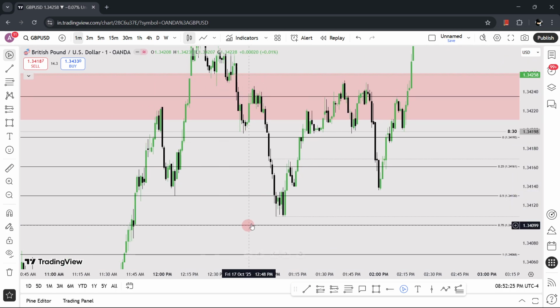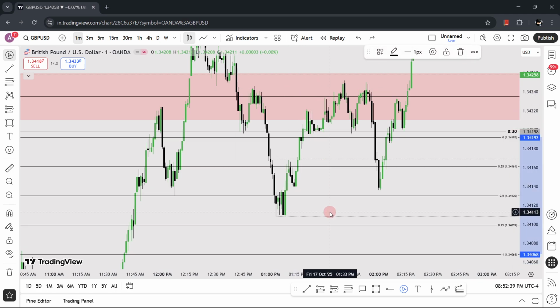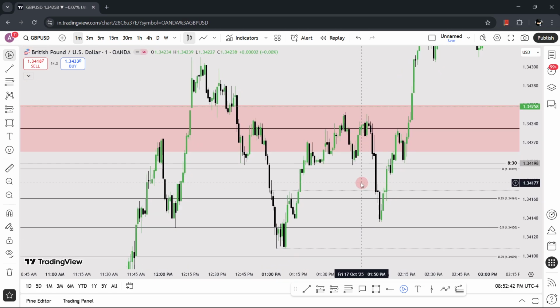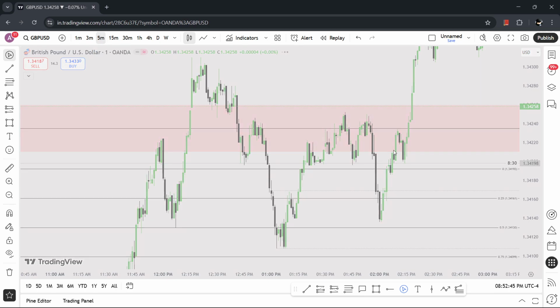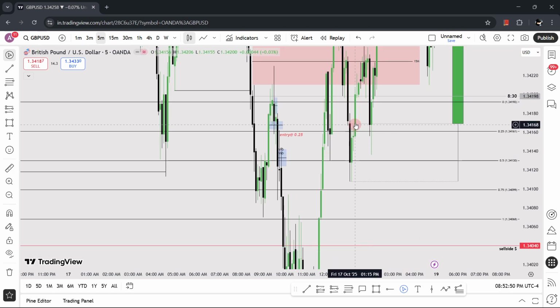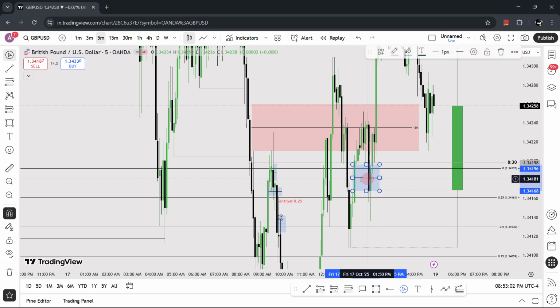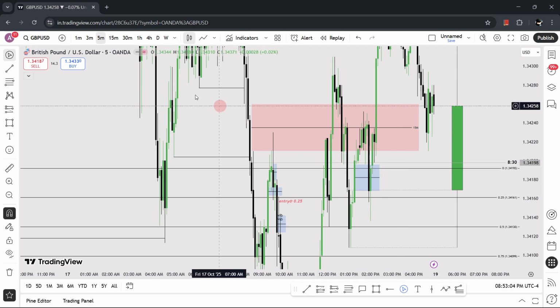After coming to that fair value gap, you can see it got an immediate rebalance. It came again here when I took out this buy side. And you can see there will be some 5 minutes there. Yeah, I told you right. This 5 minutes.